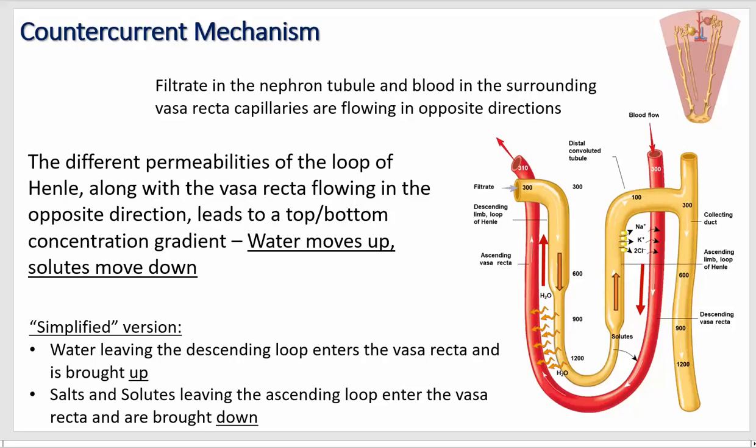The different permeabilities of the loop. So remember, the descending loop is permeable to water. The ascending loop is permeable to particles. Leads to a top to bottom concentration gradient, so water moves up and solutes move down. Okay. Simplified version, water leaving the descending loop enters the vasa recta and is brought up. Salts and solutes leaving the ascending loop enter the vasa recta and are brought down.